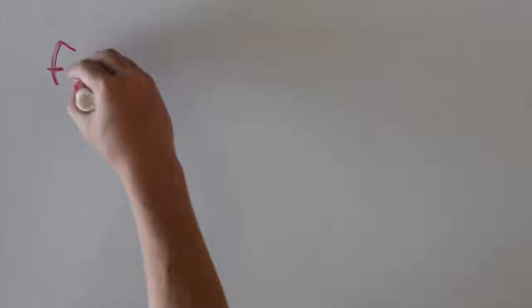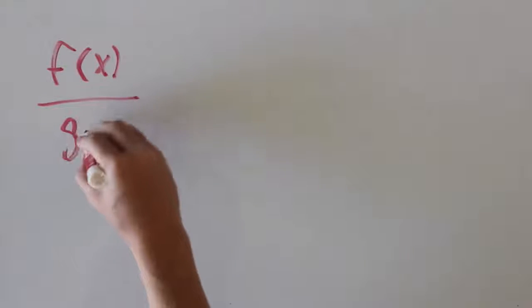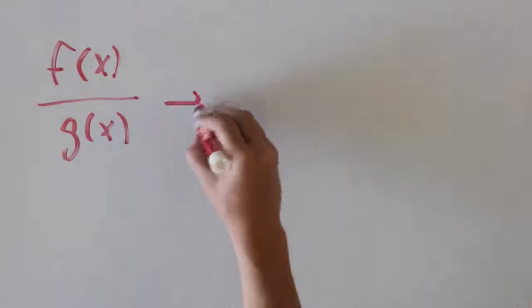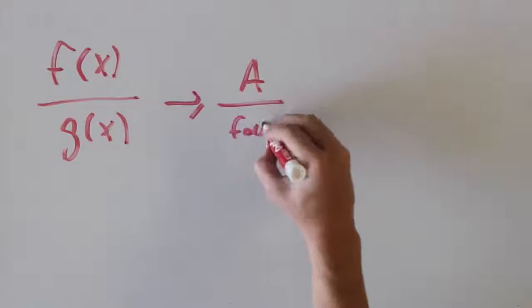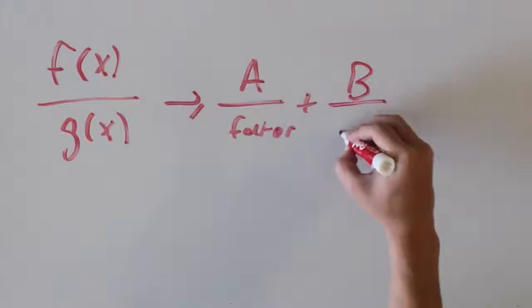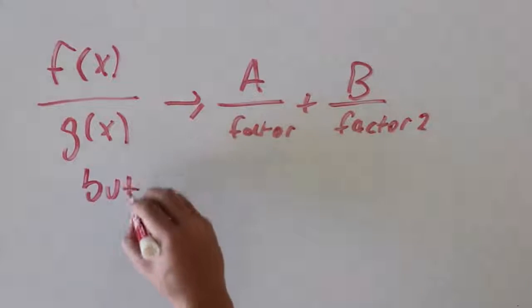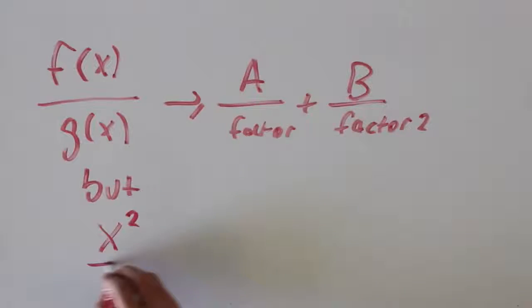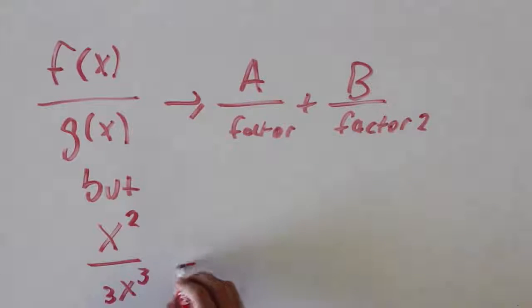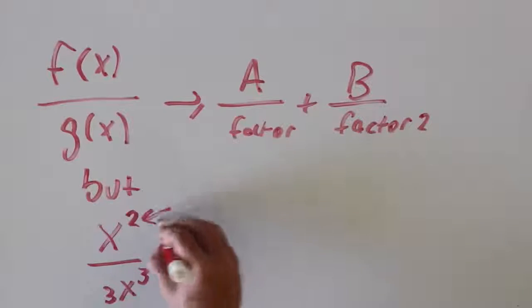The summary of partial fractions is that it comes in the general form of f of x over g of x, one function over another. And we break it up into a over one factor plus b over another factor, and so on, depending on how many factors we have. But we can only use partial fractions when the denominator has a higher degree polynomial than the numerator.